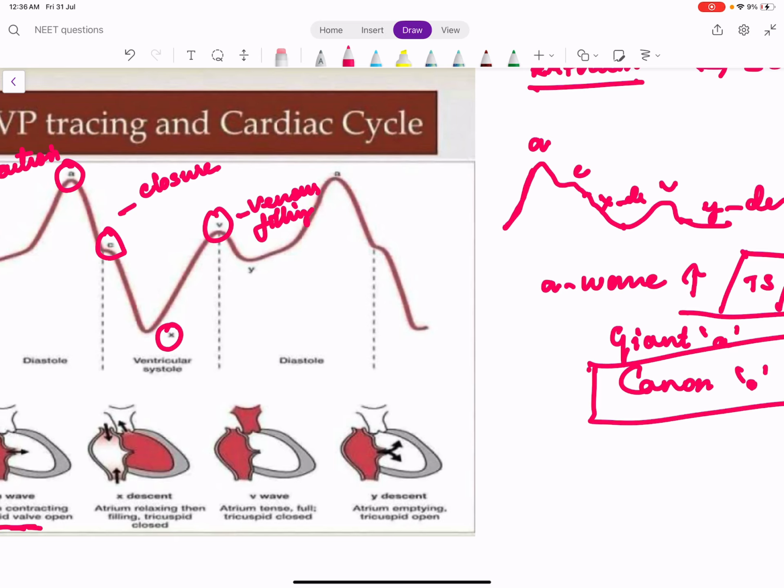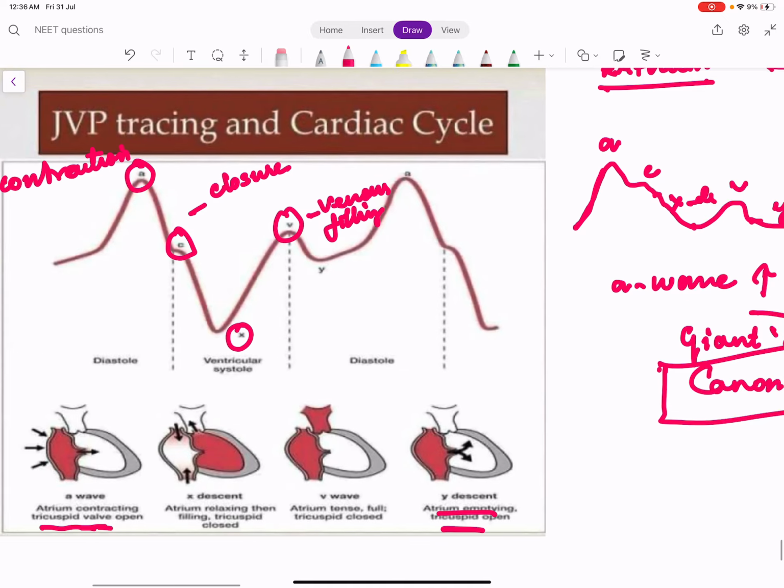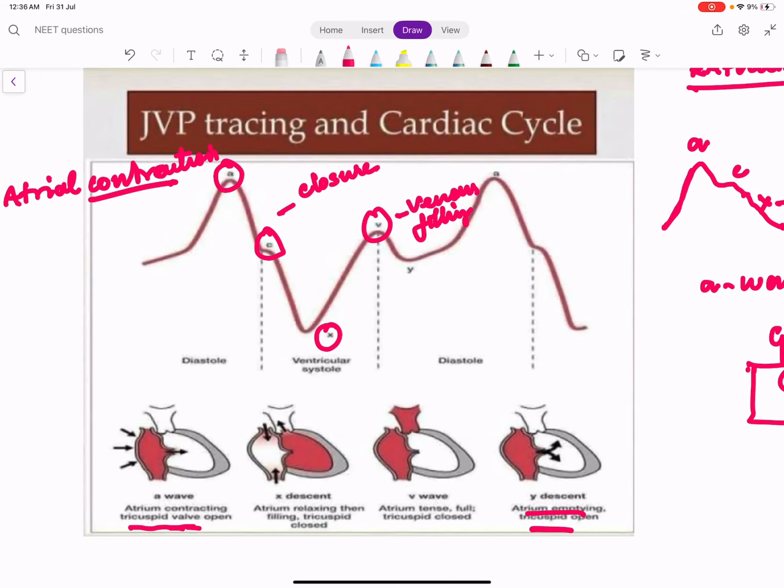So after this, what happens? When the atrium is now full, diastole starts. Right? When diastole starts, isovolumetric relaxation occurs, the tricuspid valve opens. So when the tricuspid valve opens, blood starts emptying into the ventricle from the atria. So now atrium will lose its pressure. So that is Y descent. So Y descent is due to atrial emptying. So A is due to atrial contraction before ventricular systole. C is due to the closure of the tricuspid valve.